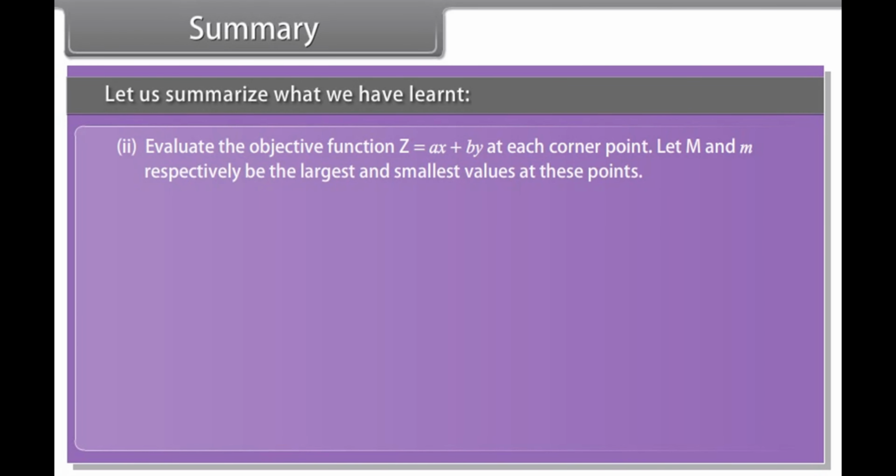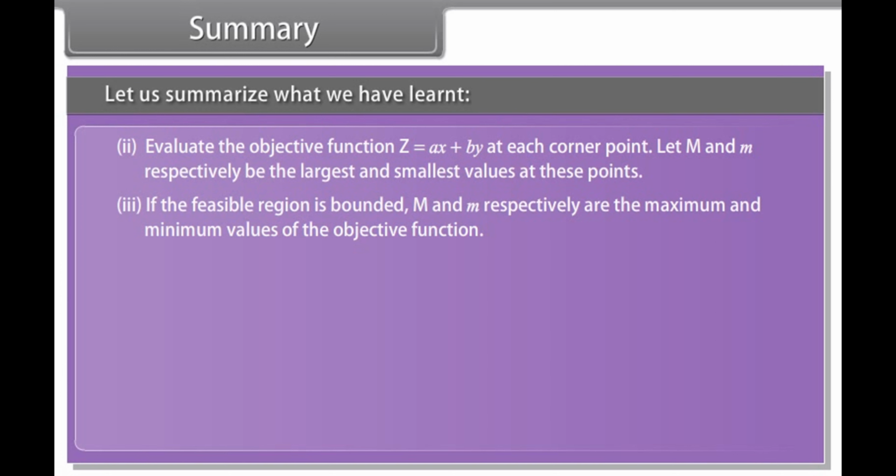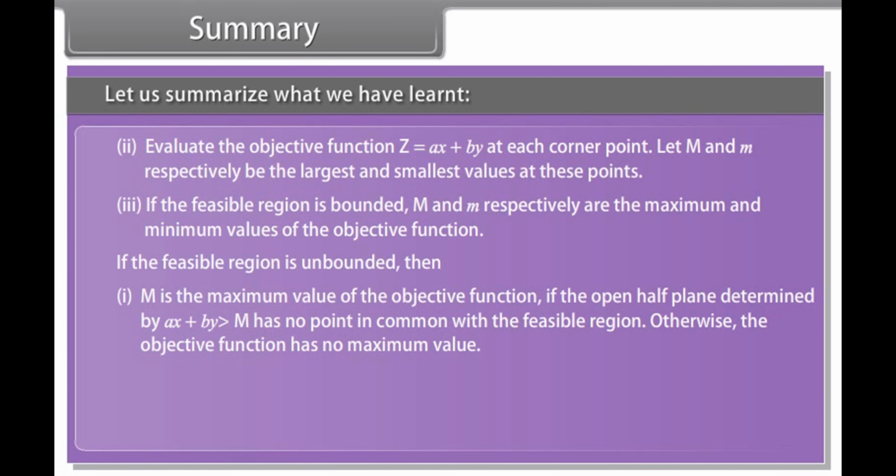2. Evaluate the objective function Z equals ax plus by at each corner point. Let M and m respectively be the largest and smallest values at these points. 3. If the feasible region is bounded, M and m respectively are the maximum and minimum values of the objective function. If the feasible region is unbounded, then 1. M is the maximum value of the objective function if the open half plane determined by ax plus by greater than M has no point in common with the feasible region. Otherwise, the objective function has no maximum value.